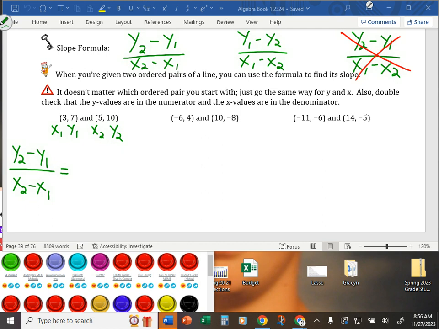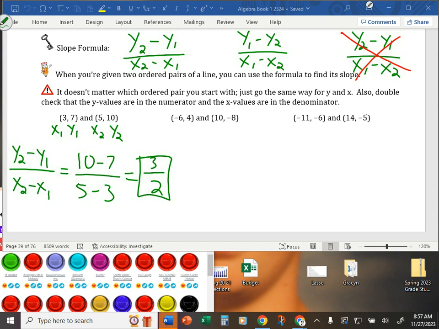Our second y is 10. Our first y is 7. So 10 minus 7. Our second x is 5. Our first x is 3. 5 minus 3. 10 minus 7 is 3. 5 minus 3 is 2. And so our slope is 3 over 2. Okay? Now, what would you get if you flip that around?